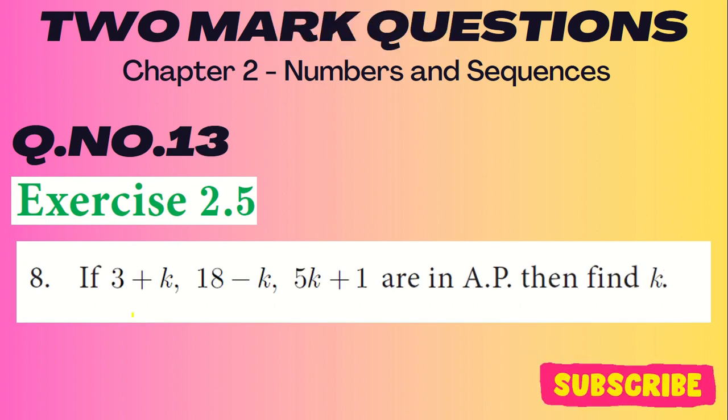So for the 13th sum, we have question number 13, exercise 2.15. If 3 plus k, 18 minus k, 5k plus 1 are in AP, then find k. I'll repeat question number 13, exercise 2.15: if 3 plus k, 18 minus k, 5k plus 1 are in AP, then find k.